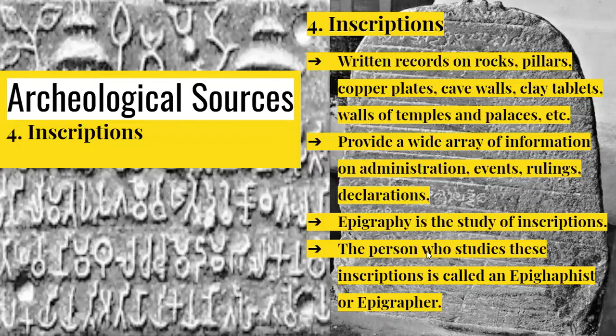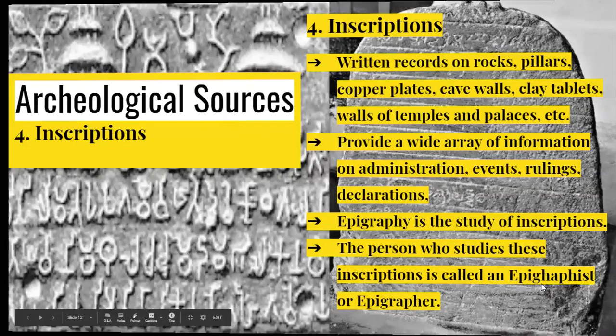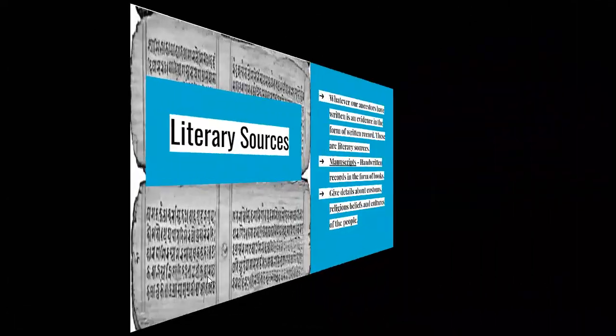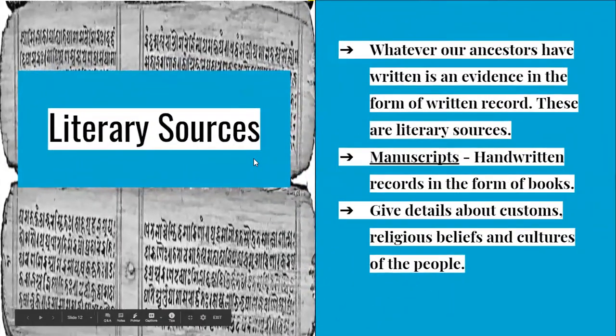Now, children, the study of these inscriptions is known as epigraphy. And the person who studies these inscriptions is known as an epigrapher or an epigraphist, right? Next, children, we come on to the literary sources. Just a small recap, we studied 4 kinds of archaeological sources: coins, monuments, inscriptions, and artifacts. Right? Now, literary sources. What are literary sources?